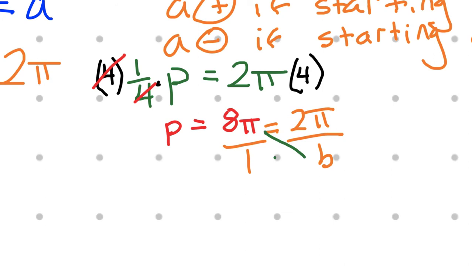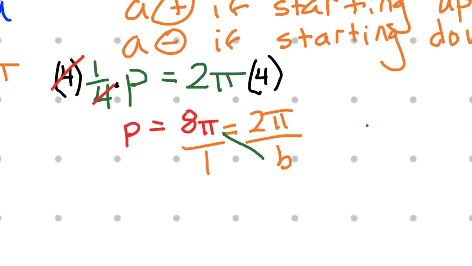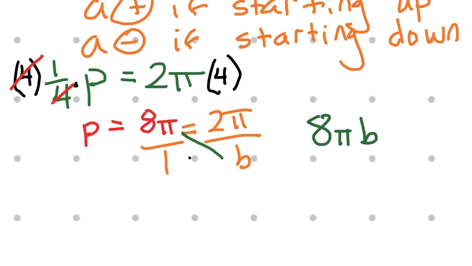Who still has their card? Ooh, Aurelio, yes. Help me cross multiply, please. 8 pi times b. 8 pi b, perfect. And then cross multiply the other direction, please. And it'd just be 2 pi. Is equal to 2 pi. Beautiful, thank you. And now we're going to solve for b.